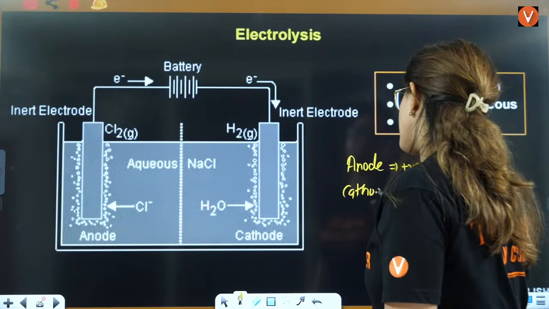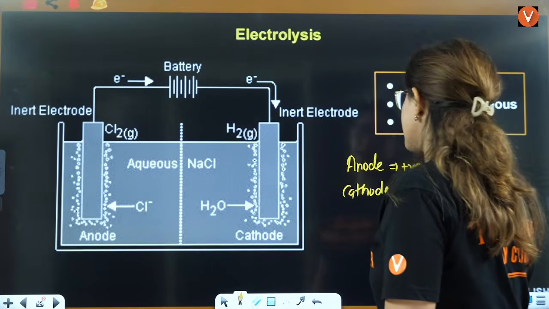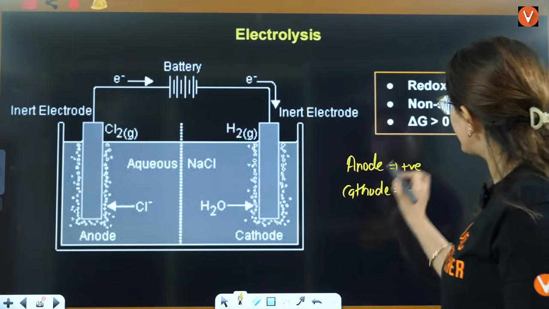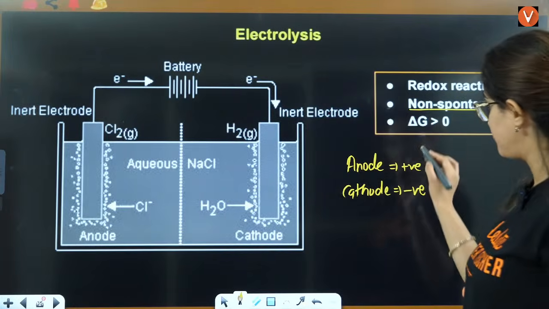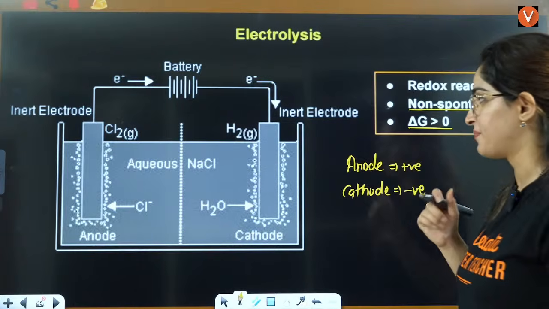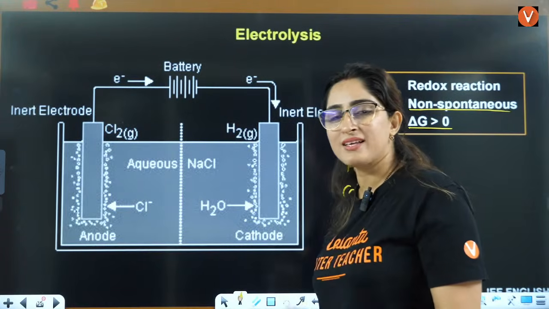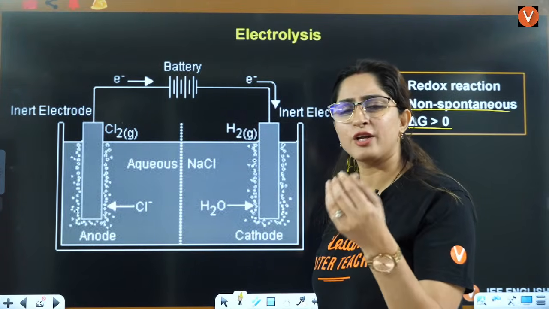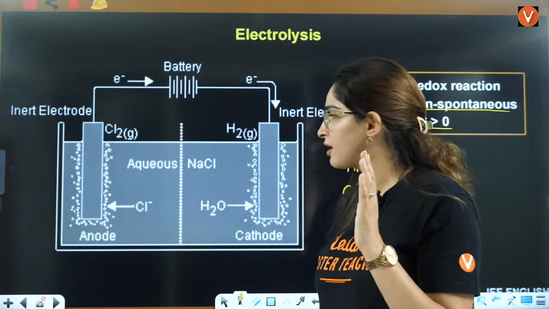In this case, cathode is negative. In case of electrochemical cell, things are different. And here it is non-spontaneous. Delta G is greater than 0 here, positive here, right? So what exactly happens here? Same, at anode oxidation, at cathode reduction occurs.